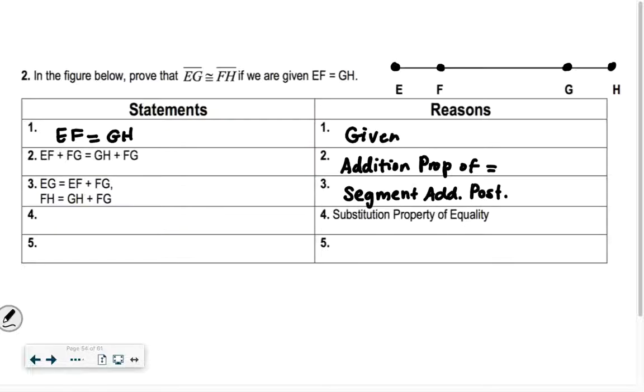A postulate is like a theorem. Postulates don't need proofs, though, because you look at it and you're like, oh, that's easy. That makes sense why that's true. All right, and then substitution property of equality.